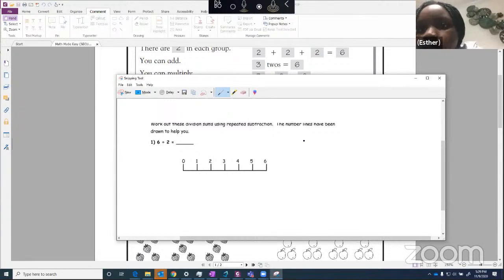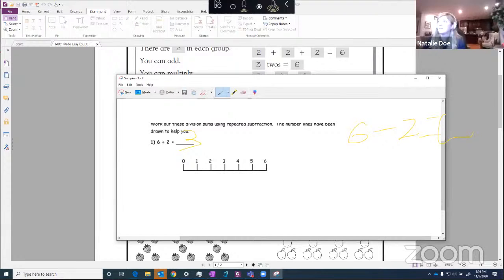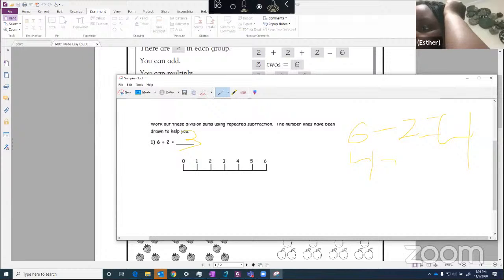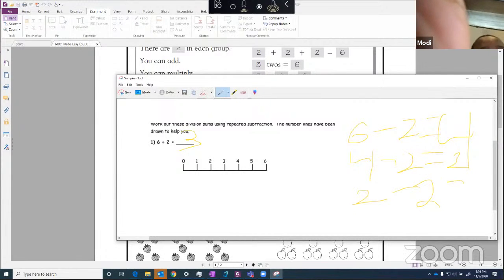Okay, I wrote 3. So repeated subtraction, it's like 6 minus 2 equals 4. 4 minus 2 equals 2. 2 minus 2 is 0.